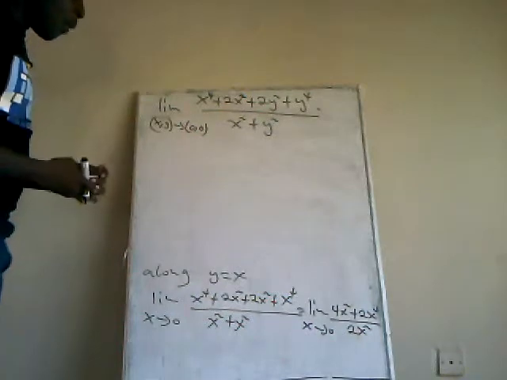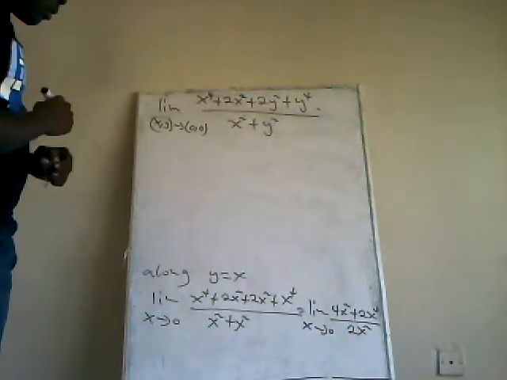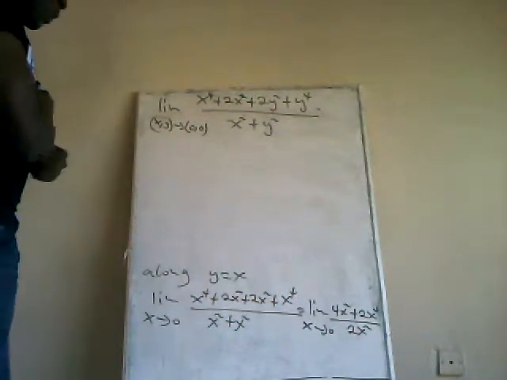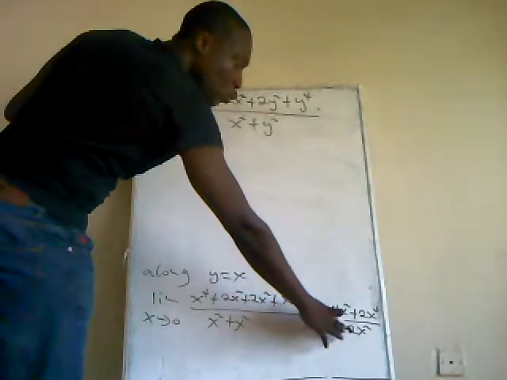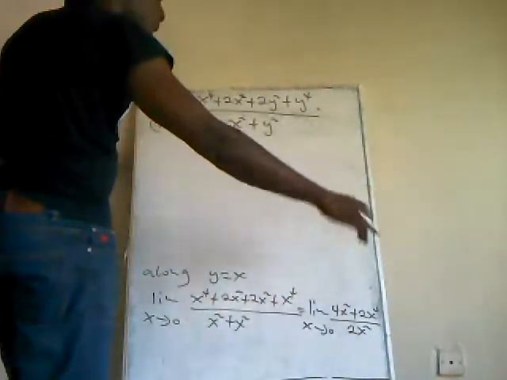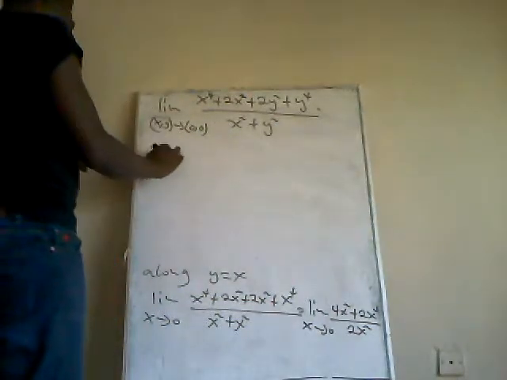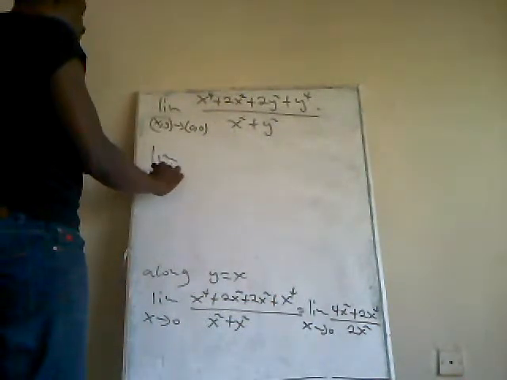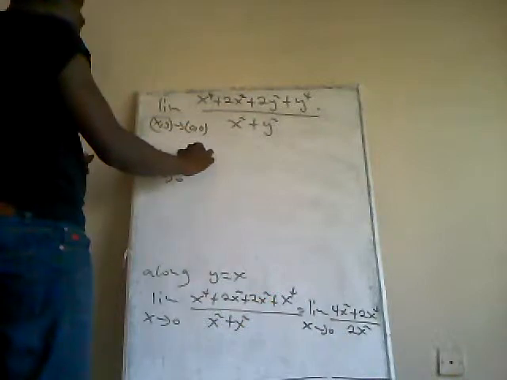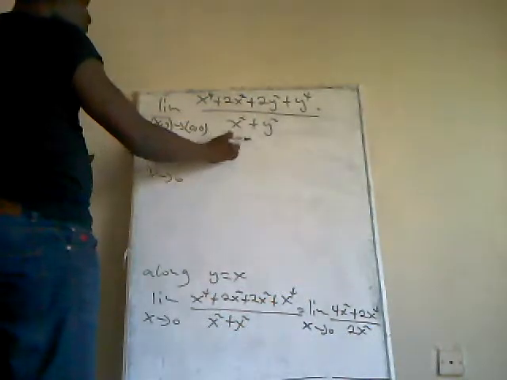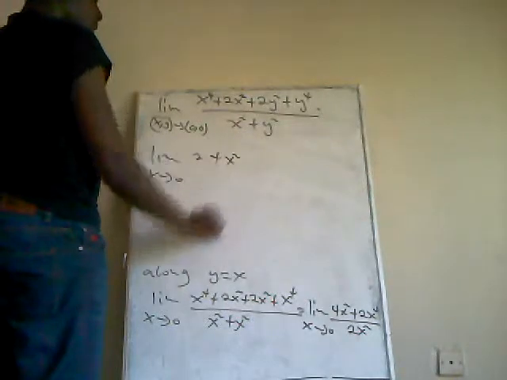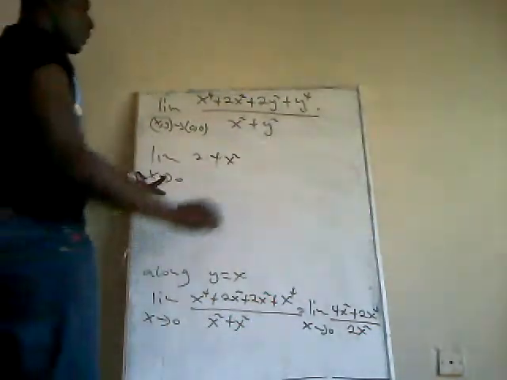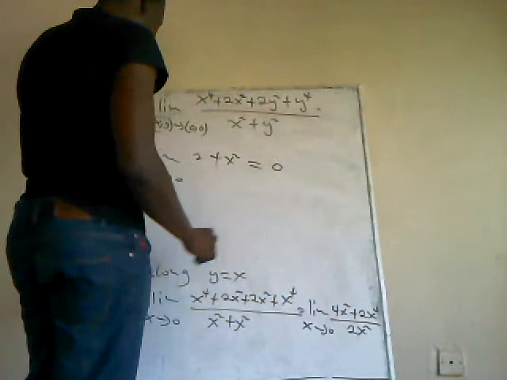Okay, now, good. Let me repeat. From here, we can factorize 2x^2 out from the top and bottom to cancel out. And I'll have the limit as x approaches 0 of 2 + x^2. When we allow x to go to 0, this one will give us what? 0.